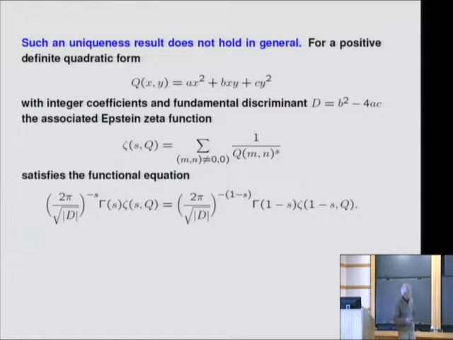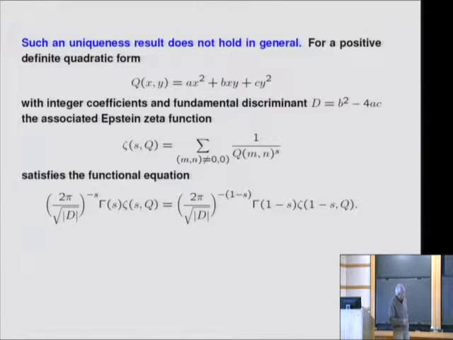If you take a positive definite quadratic form, you look at the corresponding Epstein zeta function for the quadratic form, then it satisfies a well-known functional equation, where now the discriminant appears, and the gamma factor. This is well understood now, why it is gamma s and not gamma s over 2: because the quadratic form is associated to a complex quadratic field, and that's the reason for gamma s.